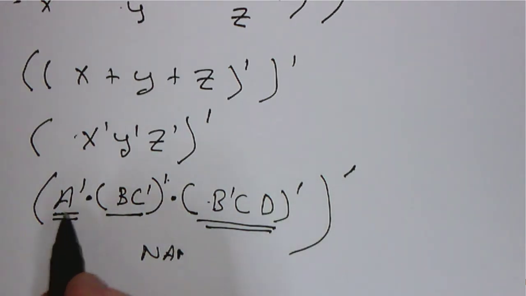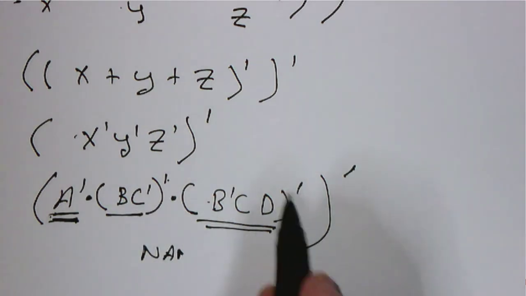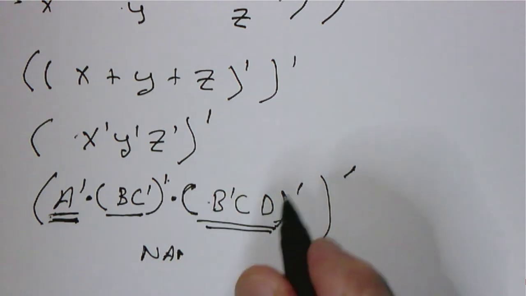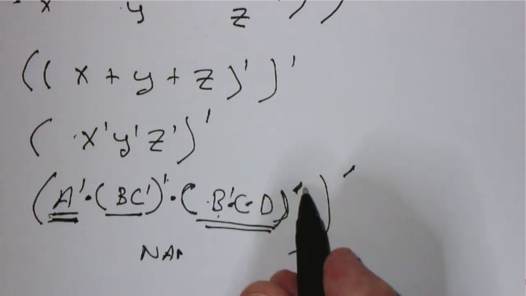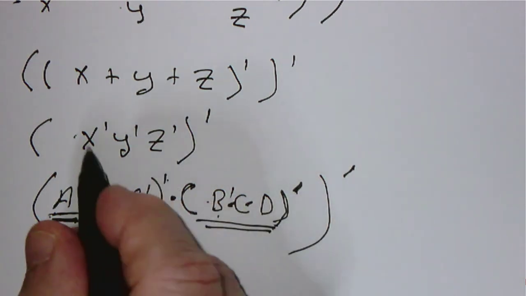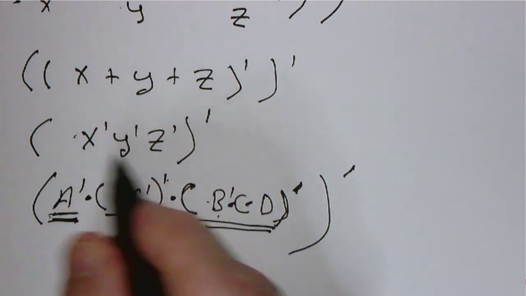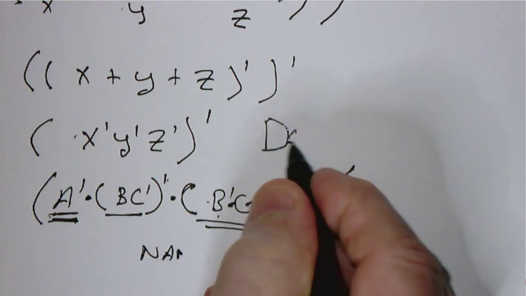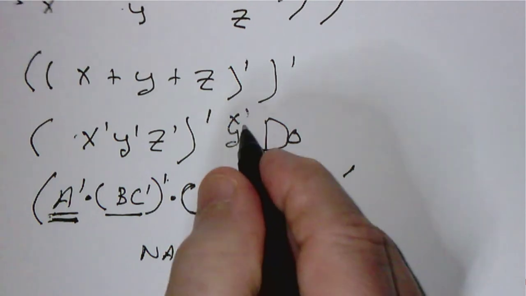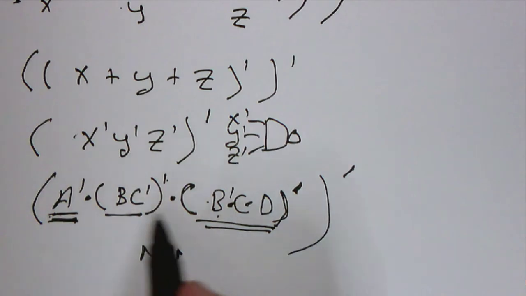So A prime is by itself, so that's a degenerate example. But BC prime and B prime CD, these are NAND gates with the output inverted. See, that's B prime ANDed with C, ANDed with D, and then the output inverted. And then this whole thing here is just X prime ANDed with Y prime ANDed with Z prime, and then the whole output from that inverted. So that would be like an AND gate with X prime, Y prime, and Z prime going in. And now, this is like another set of AND gates.